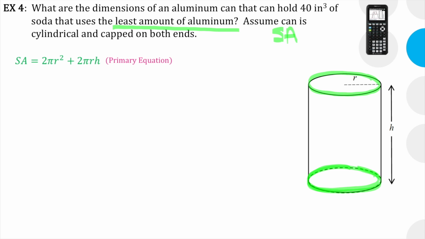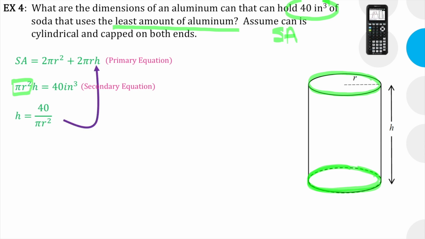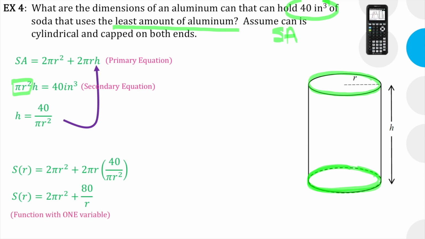Now we need a secondary equation. 40 inches cubed, that's going to be volume. So the volume of a cylinder is the area of the base times the height, pi r squared times the height. We have our secondary equation. Now you can solve for one of the variables, and again, you can pick which variable you solve for. Plug that back into our primary equation. Clean it up, and we now have a function with only one variable.